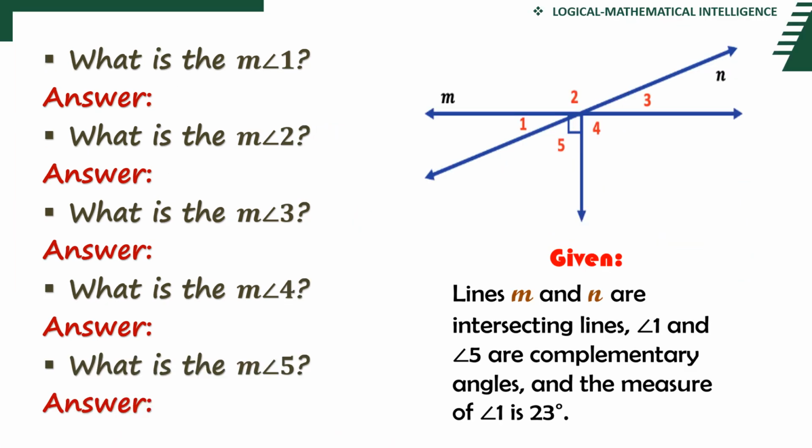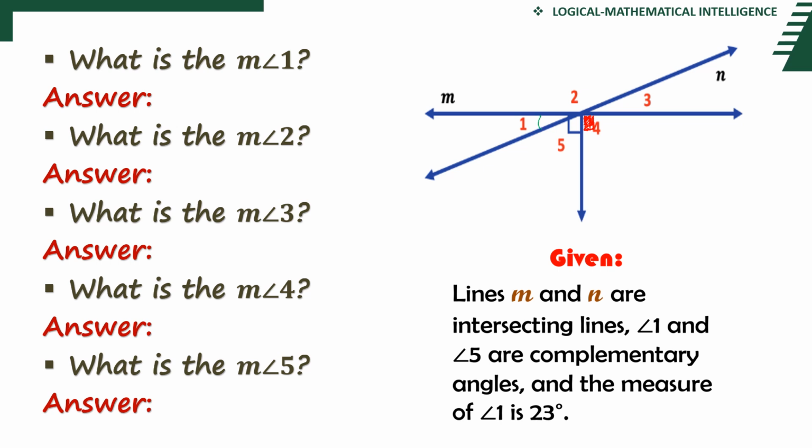Okay. Now next, let's proceed to another figure given. Lines M and N are intersecting lines. Angle 1 and angle 5 are complementary angles. Let's find first. Angle 1 and angle 5 are complementary, so definitely, this is also 90 degrees. Since angle 1 plus angle 5 is 90 degrees, angle 4 is 90 degrees as well. And the measure of angle 1 is 23 degrees.